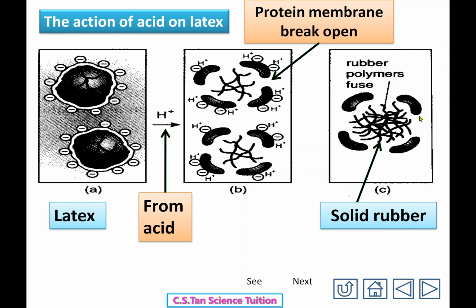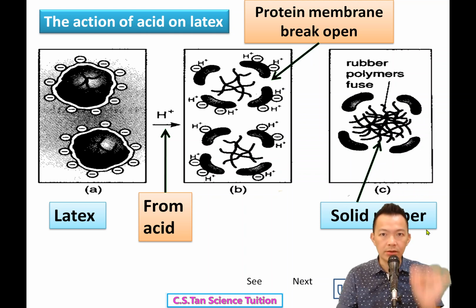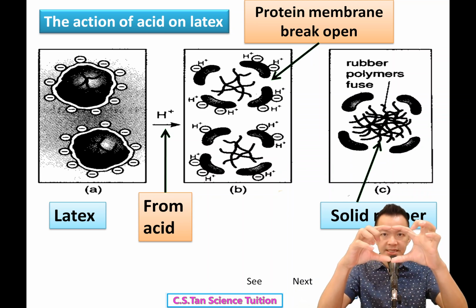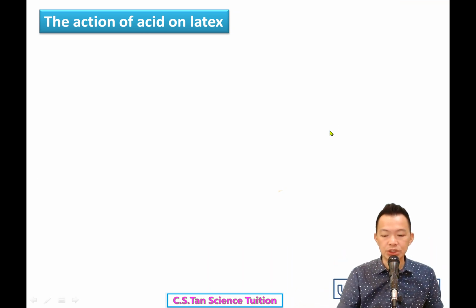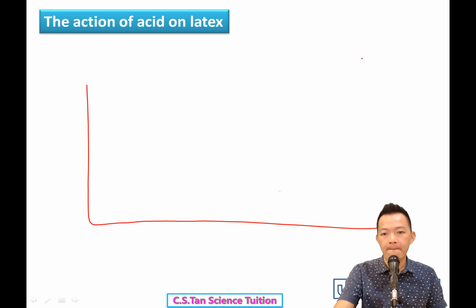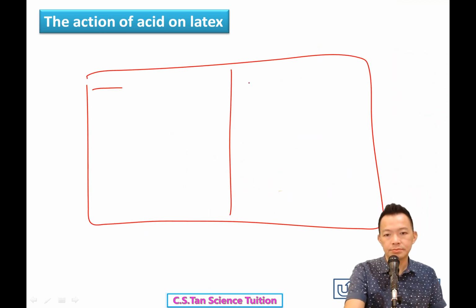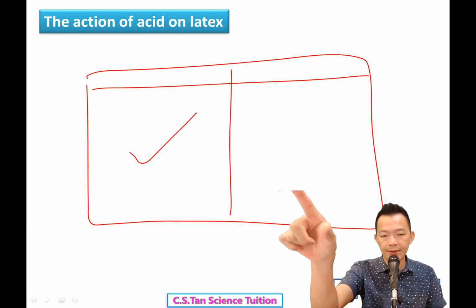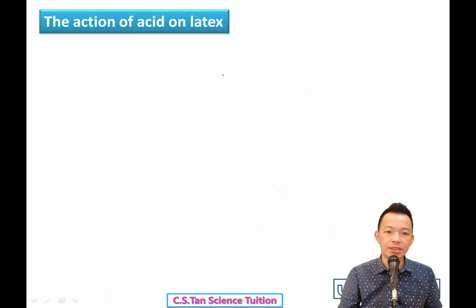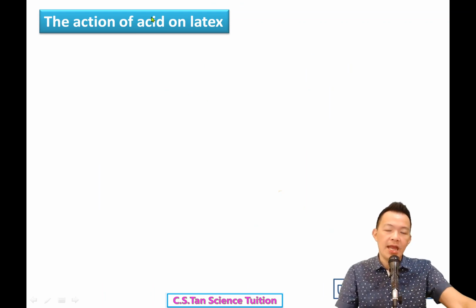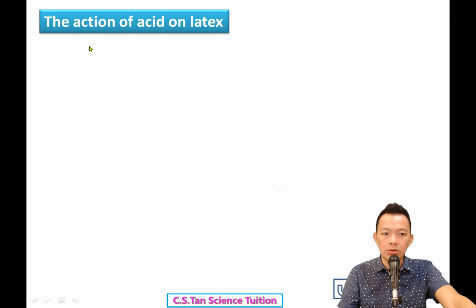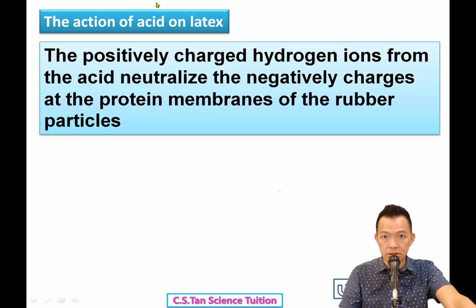Okay, so this is what happened, or this is where the solid rubber come from. 固体的橡胶从哪里来？Okay. So now, copy on your notes. You're having a box like this, 对不对？你有一个 box，左手跟右手的这边啊，这边啊，OK, left hand side. The action of acid on the latex. OK, acid 加在橡胶质过后，what happens? 什么事情会发生？Copy slowly.